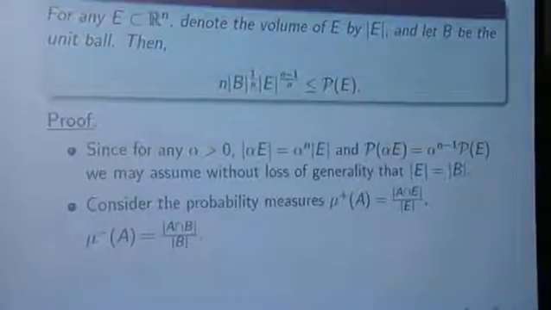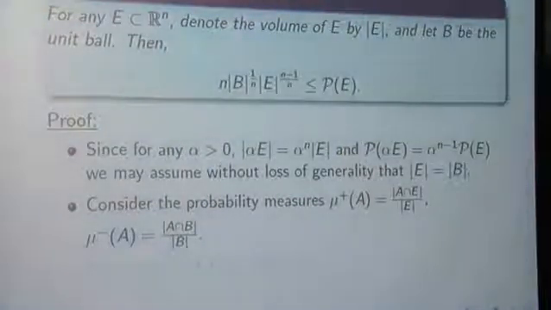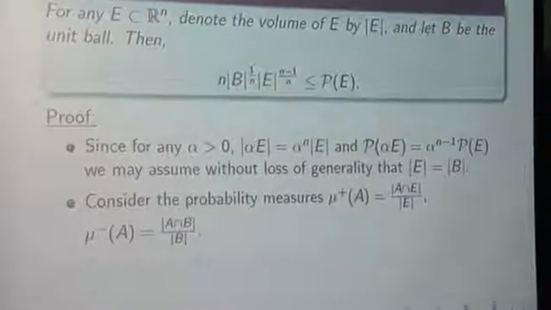OK, so now what we want to do is apply the Monge problem. Well, the Monge problem takes as input 2 measures, OK, so 2 different ways of measuring volumes. So what we're going to do is consider really nice measures. We're going to consider these uniform probability measures.